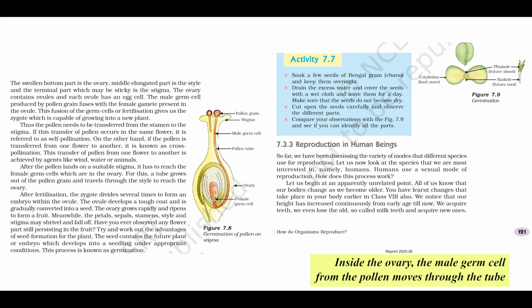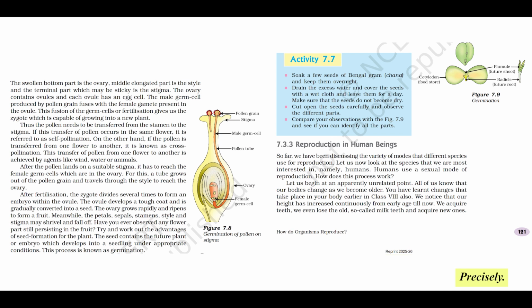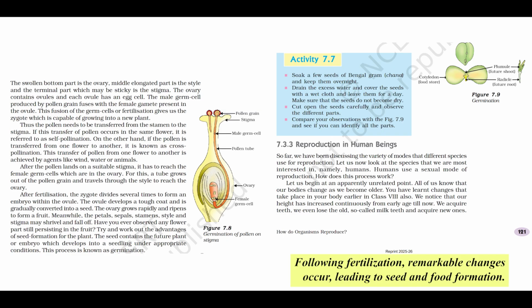Inside the ovary, the male germ cell from the pollen moves through the tube and fuses with the female gamete, egg cell, inside the ovule. This fusion of male and female germ cells is fertilization. It results in the formation of a zygote, the first cell of the new plant. Pollen tube grows, male gamete travels down, fuses with egg in the ovule. That's fertilization. Precisely. Following fertilization, remarkable changes occur, leading to seed and fruit formation.